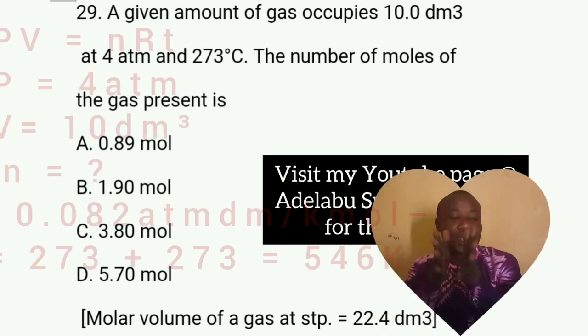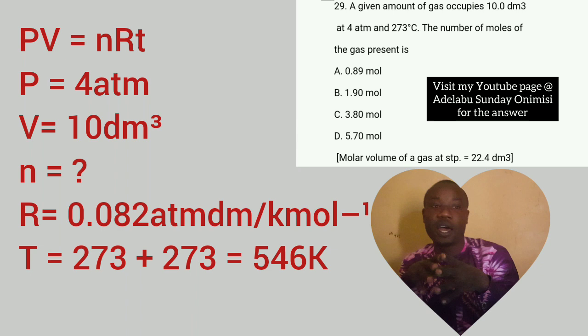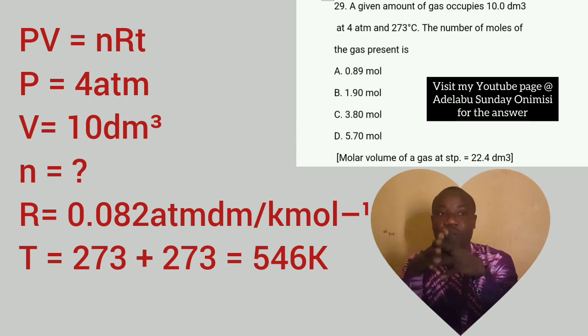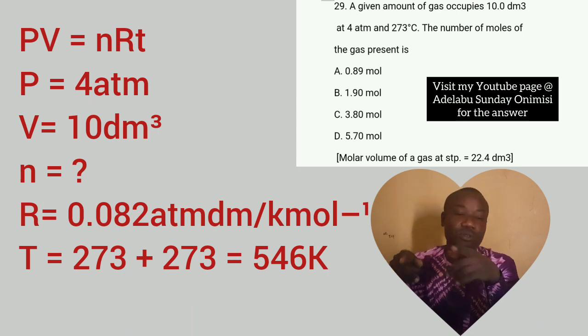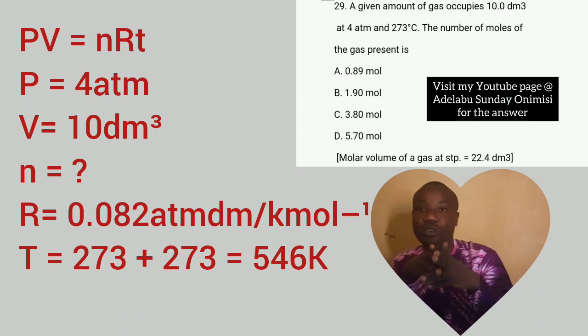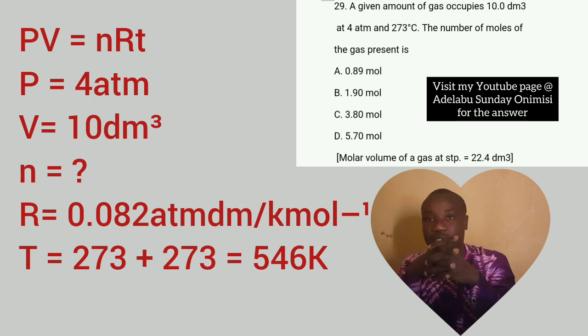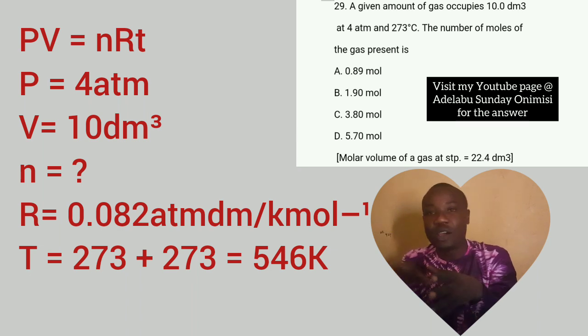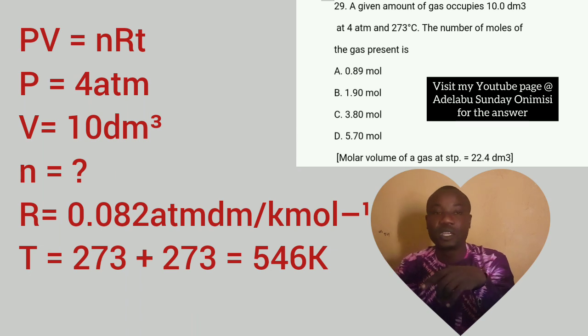Looking at the question, the formula we are using is PV = nRT. So our P is 4 atm, our V is 10 dm cube, while our n is what we are looking for. Our R is 0.082. The temperature is given to be 273 degrees Celsius, so we convert it to Kelvin. Converting to Kelvin, that will be 273 plus 273, which gives us 546 Kelvin.